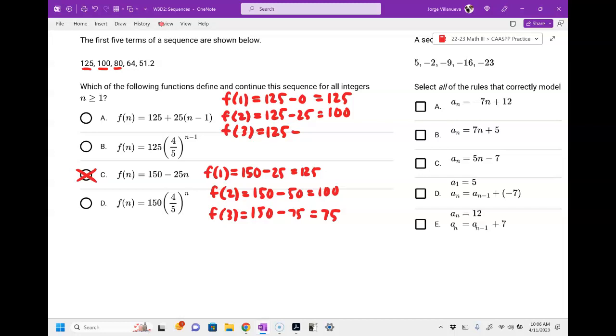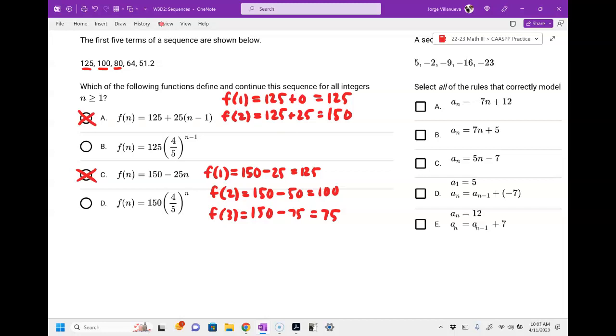Oh, I'm sorry. You know what I just realized? I'm subtracting. I should be adding, shouldn't I? I just realized I could have stopped right now. I apologize for that. I should be adding. My second number came out to 150. That automatically disqualifies it. I apologize for that. I thought it was subtracting.